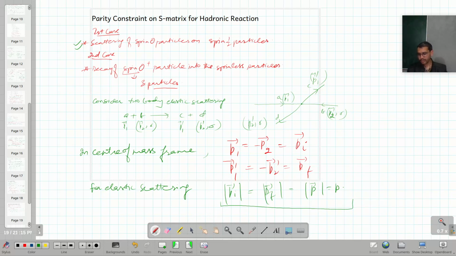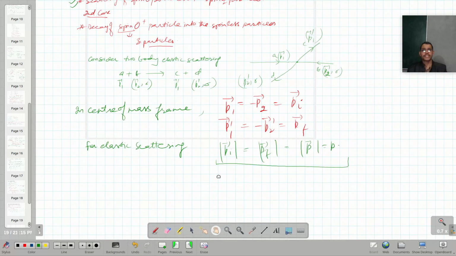So now if I consider the initial state vector, it is represented by ket I, and it is basically Pi comma sigma, and the final state is represented by PF comma sigma. That's what we have considered.